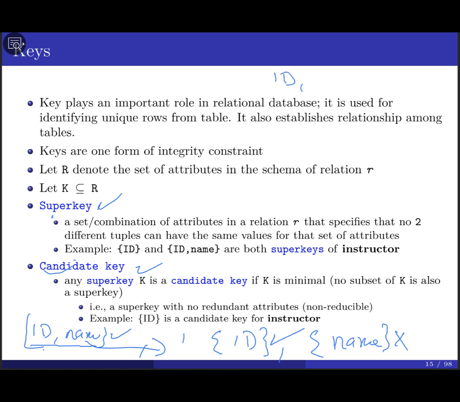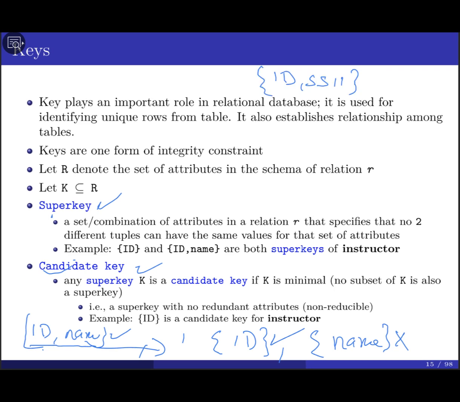How about the ID and the social security number? Is it a super key or not? Based on your information, based on your knowledge, the combination of ID and social security number, both of them are super key. Perfect. Are they candidate key or not?